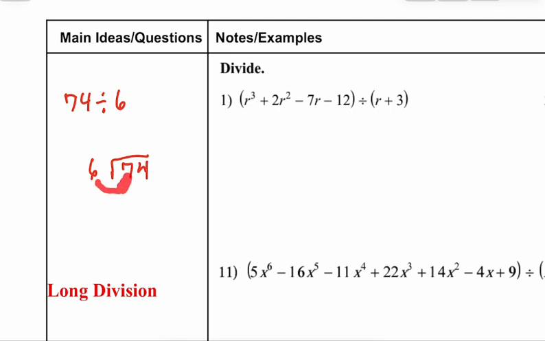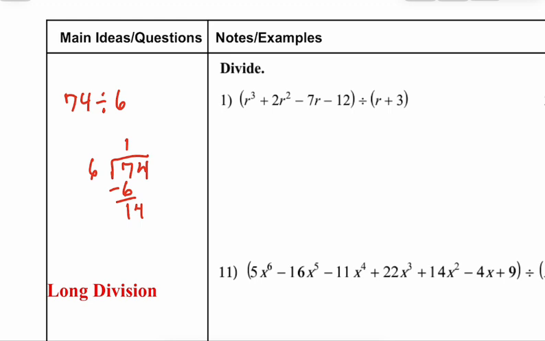How many times does 6 go into 7 without going over? Once. So you put the 1 up here. Whatever's on top, remember you're going to multiply. 1 times 6 is 6. You put it underneath, you subtract it. If you did it right, the number you get when you subtract is less than 6. It's 1. Perfect.